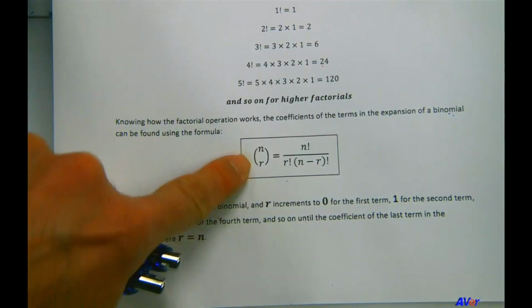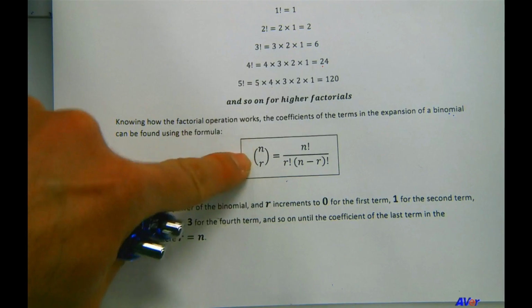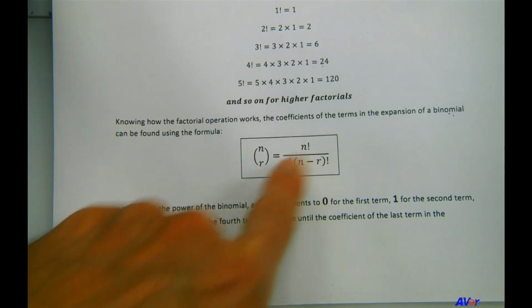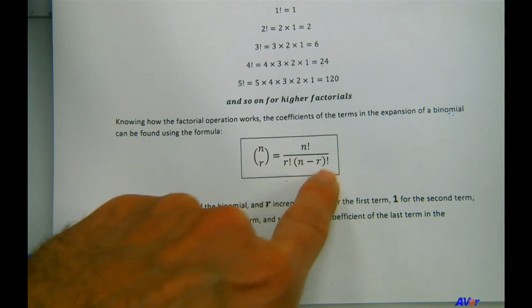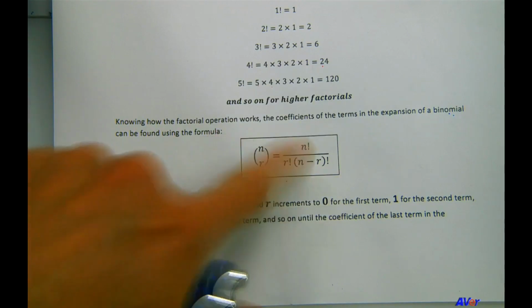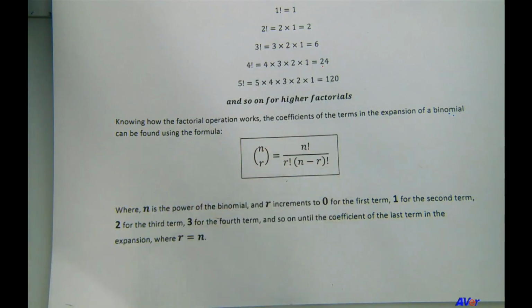By the way, this is how we read this notation: n choose r. That's not divided. These two are not being divided. That's the formula: n factorial over r factorial times n minus r factorial. So we're not dividing n by r. We're doing n factorial divided by all of that.